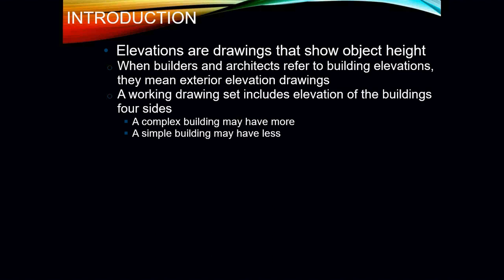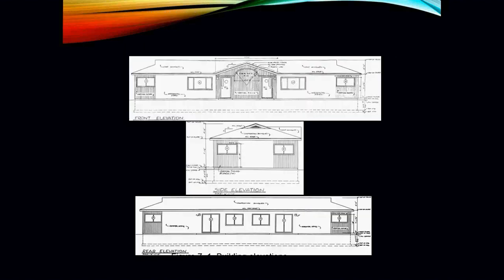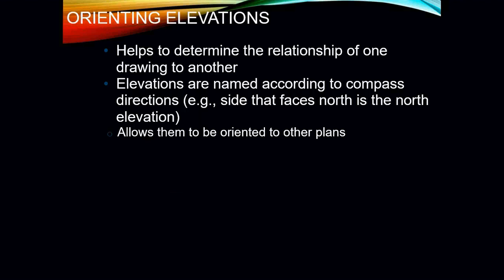All working drawing sets include elevations of the building on all 4 sides. A complex building, if it has more outside walls instead of a standard house, is obviously going to have more elevation plans than just the standard 4. A simple building may have less. Here's an example of an elevation plan. Obviously here we have our front elevation, a side elevation, and a rear elevation. It gives you the height of your walls to the eaves of the roof, and it also gives you the height of the roofs, how high it goes.